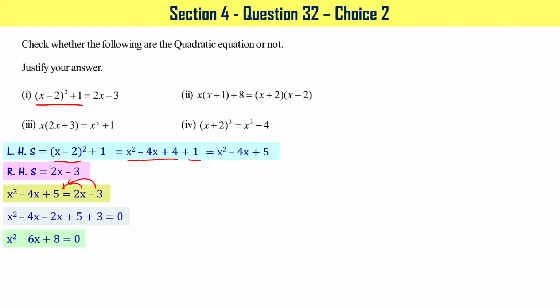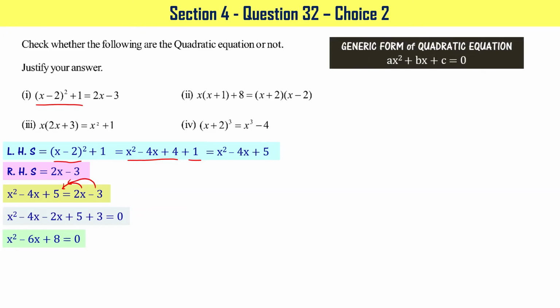We know that generic form of quadratic equation is ax square plus bx plus c equal to 0, right? X has got the power 2, or the degree of this particular equation is 2, and the degree of the generic equation is also 2. That is why we say that it is a quadratic equation. So let me write it. X minus 2 whole square plus 1 equal to 2x minus 3 is a quadratic equation. So we are done with first part.